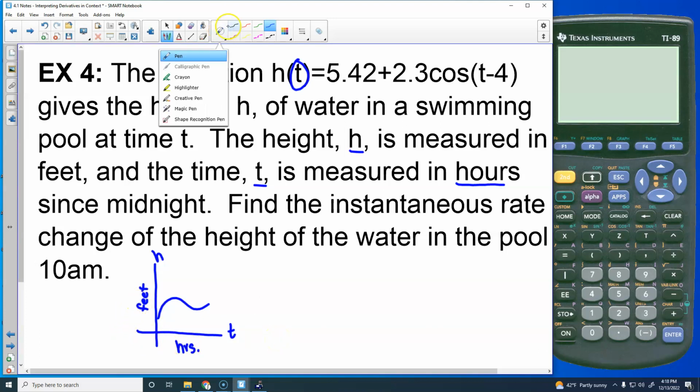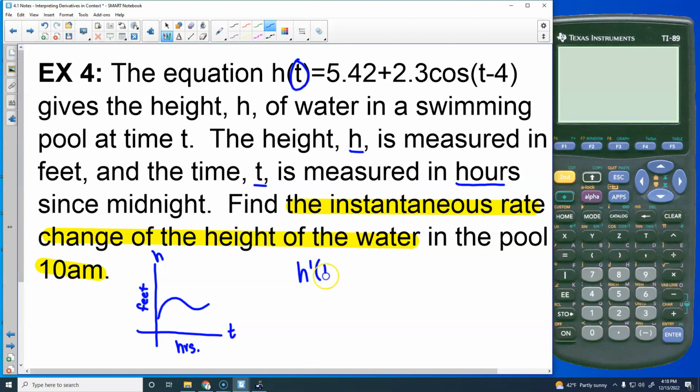The question asks us for the instantaneous rate of change of the height of the water at 10 a.m. So what this problem is asking us for is the rate of change at the moment we hit 10 a.m. So that is going to be our derivative at that point. So this question is asking us to find h prime of 10. A lot of questions that you'll see, you won't necessarily have to explain what it means, but you'll have to understand what the question is asking for.